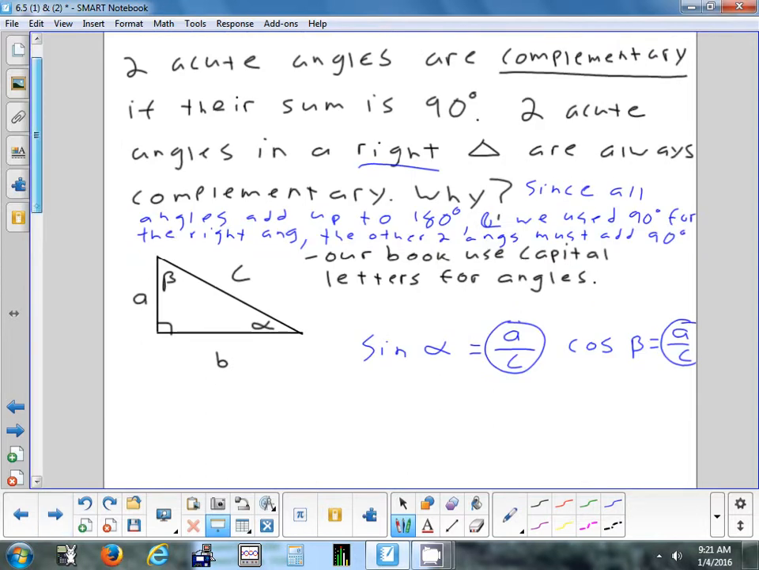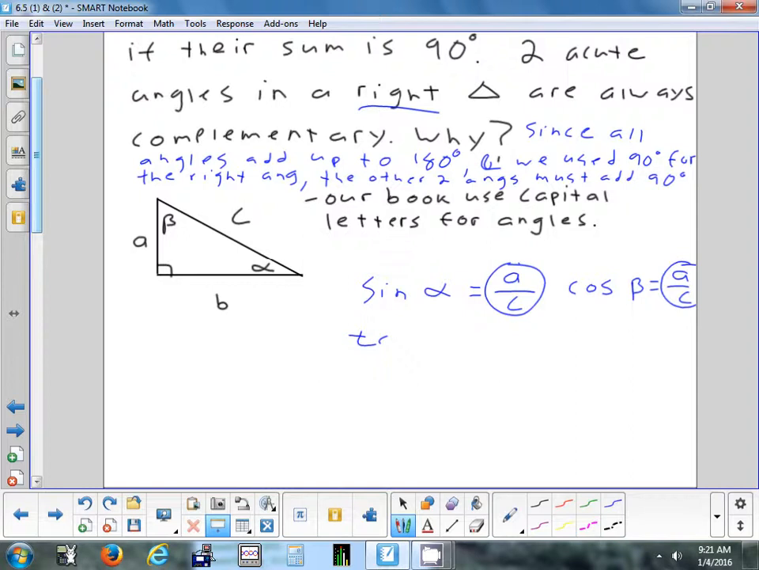Okay, let's do one more. Let's do tangent of alpha. What is it? Not any numbers here. It's all going to be letters. Let's see, opposite over adjacent, yep. A over B. Now I want you to find cotangent, but use beta. So I'm looking for adjacent over opposite.